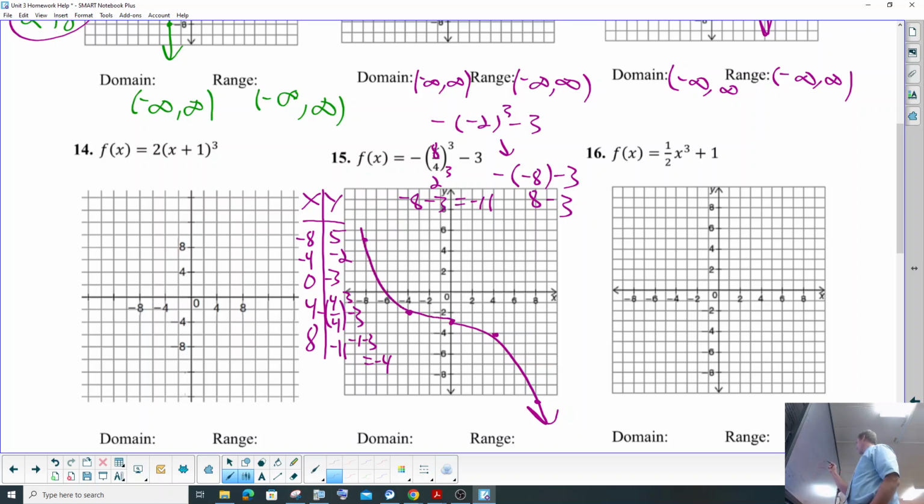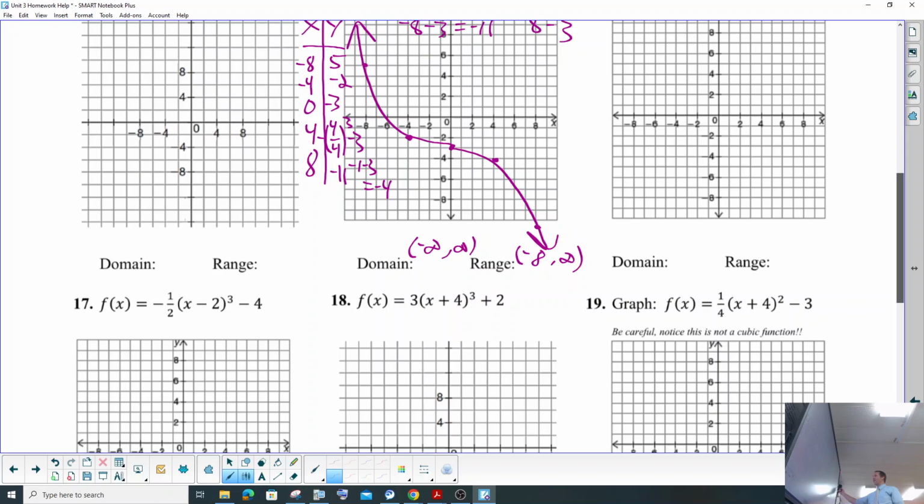So this one's going to be very wide. And so our domain is negative infinity to positive infinity. There we go. So you try the evens, and I'm helping you with the odds.